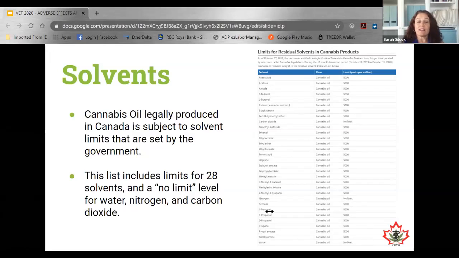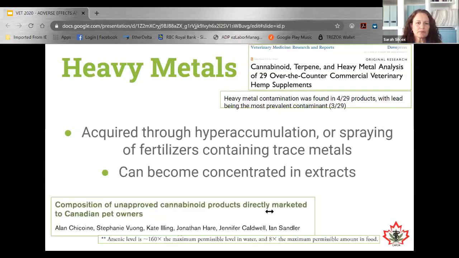Outside of those three very safe solvents, we do know that repeated exposure to residual solvents has been reported to cause health issues like allergic reactions, headaches, nausea, very vague symptoms. So it's certainly something we want to avoid.